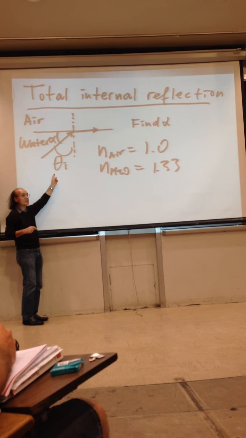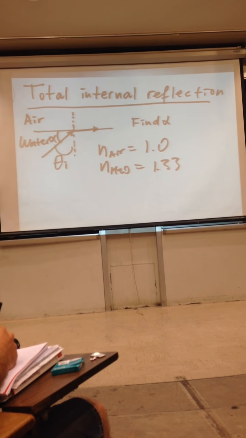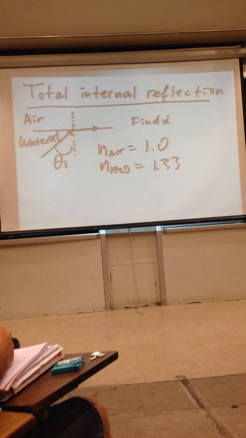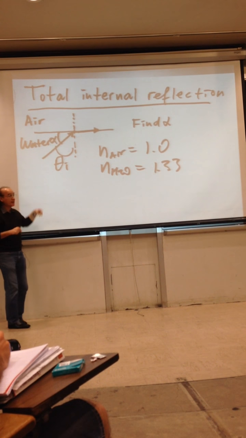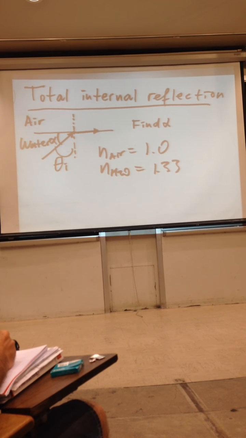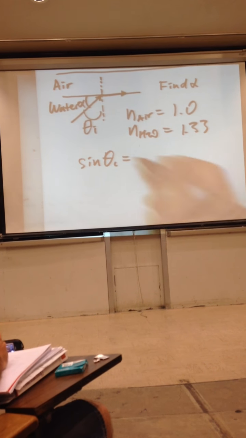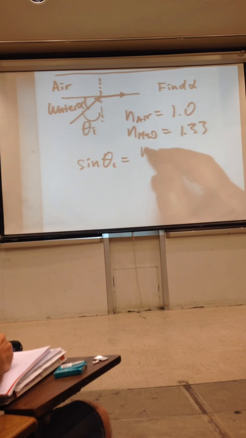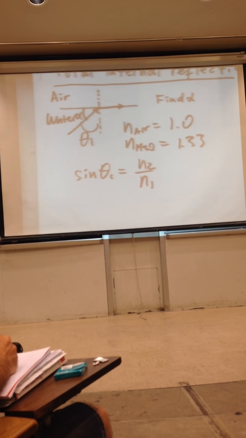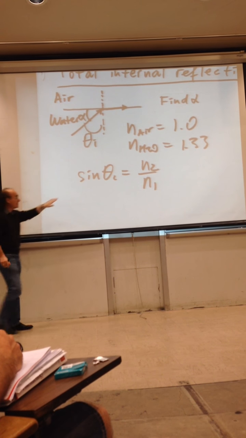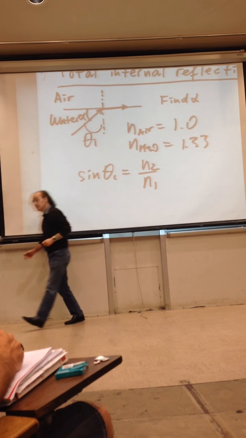If the incidence angle is this or larger, then in that case you have total internal reflection. So in this problem, you should find the angle alpha. Basically, this corresponds to the critical angle. You should use the formula for the critical angle. Sine of the critical angle is n2 over n1. n1 is the medium where the light is incident. Basically this is water, this is air.